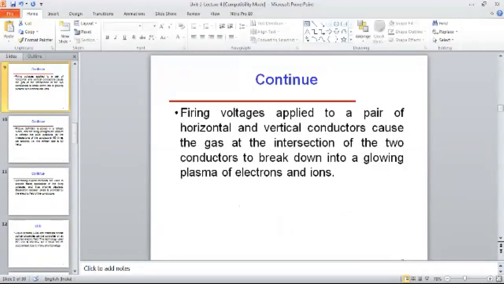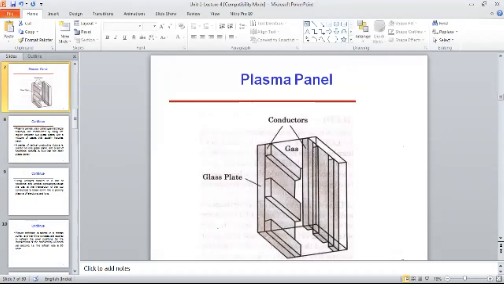So we apply this voltage between these two conductors, vertical and horizontal, and this causes gas at the intersection of the two conductors to break down into a glowing plasma of electrons and ions. As we apply the firing voltage between these two conductors, due to the presence of the gas, it breaks down and forms a glowing plasma of electrons and ions. So this is the working of the plasma panel.